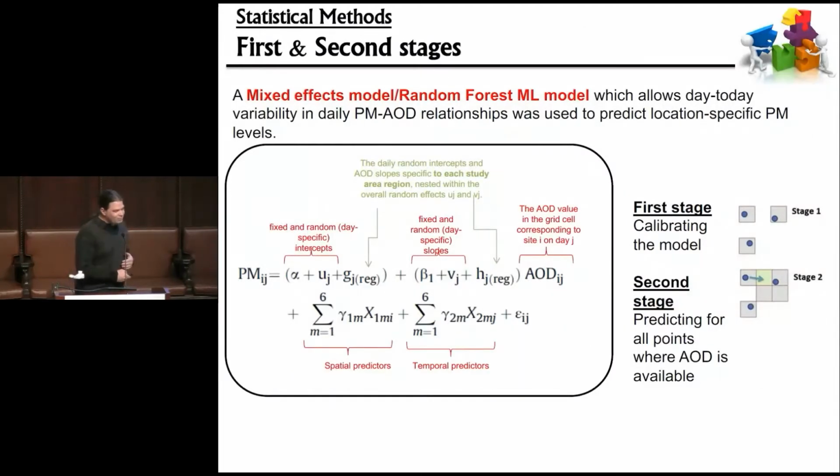In mathematical notation, we have the first stage, which is the calibration stage. We used to use mixed effect modeling. Now we've moved towards machine learning approaches, which I'll present. But in essence, we regress the PM at day J at monitoring station I versus AOD, the temporal and the spatial predictors, and a random intercept for day and a random slope for AOD.